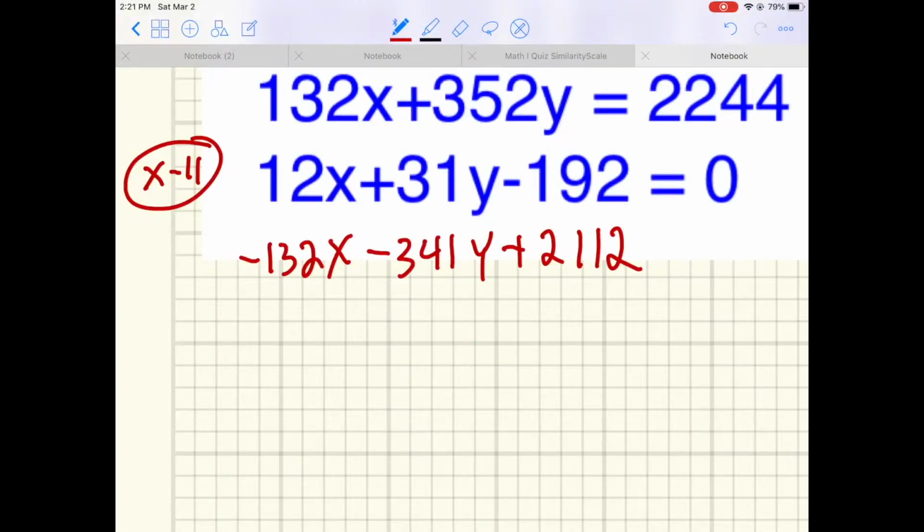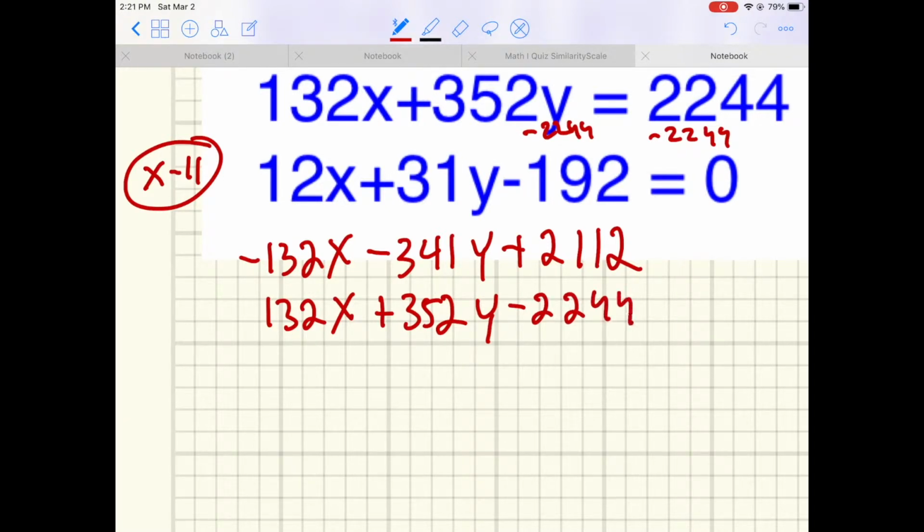2,112. I'm going to add to that the first equation, so the 132x plus 352y. I'm going to subtract the 2244 from both sides. Minus 2,244 is equal to 0 in both cases.